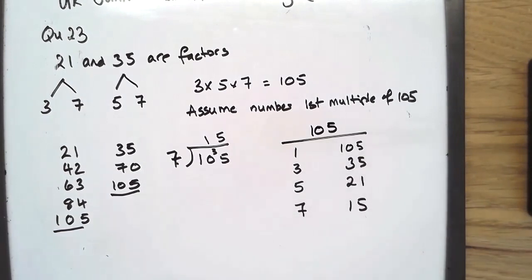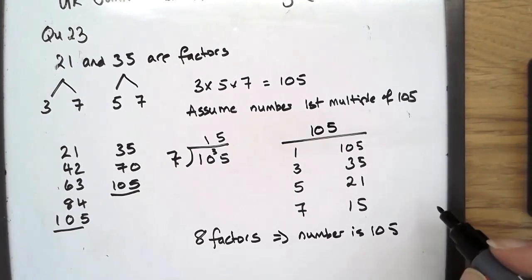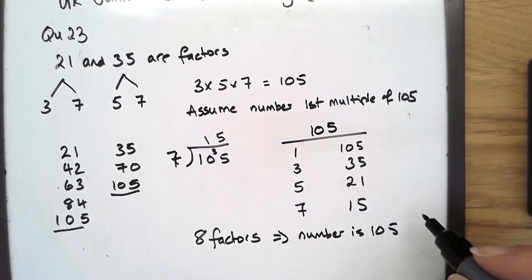We're looking for 8 factors. Therefore, the number is 105. And the answer there is 105 is A.